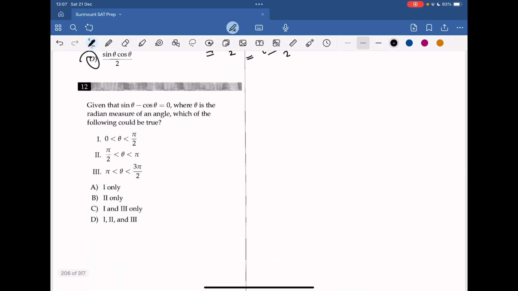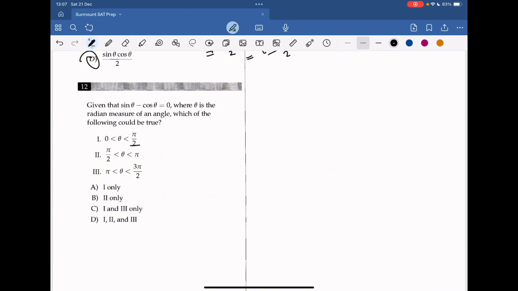Alright, let's move on to the final question of the day. Given that sine theta minus cosine theta is 0, where theta is the radian measure of an angle, which of the following could be true? Number 1, that theta is between 0 and pi over 2. 2, that theta is between pi over 2 and pi. And third, that theta is between pi and 3 pi over 2.